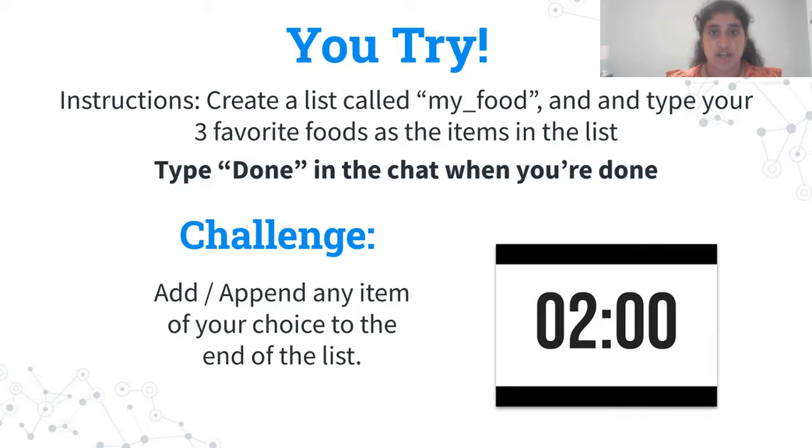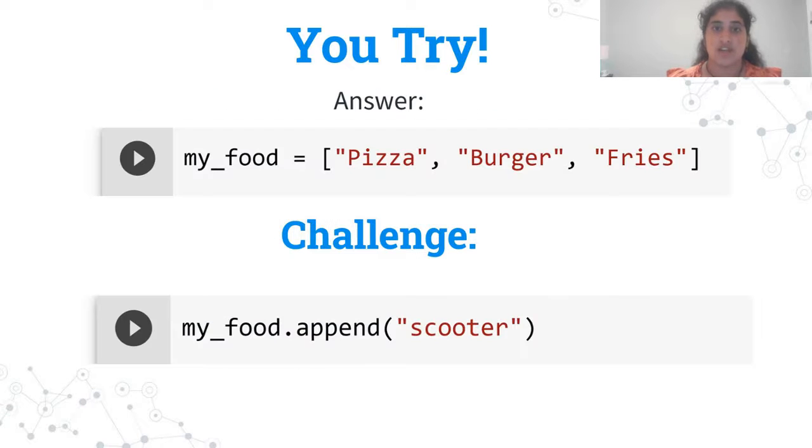Now it's your turn to try. Create a list called my_food and type your 3 favorite foods as the items in the list. If you would like a challenge, you can add or append any item of your choice to the end of the list. You can pause this video if you need time to work on this activity. Your code for this activity should look something like this.